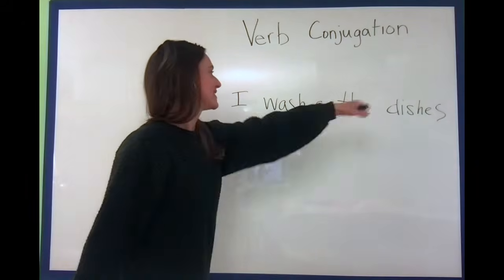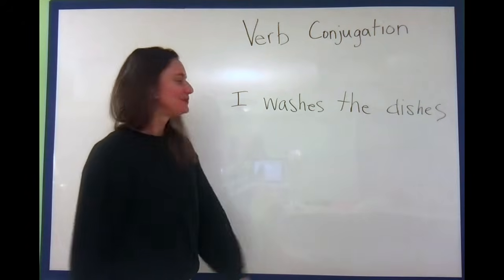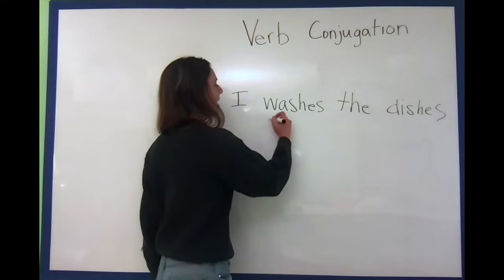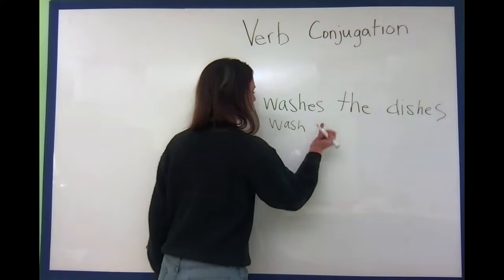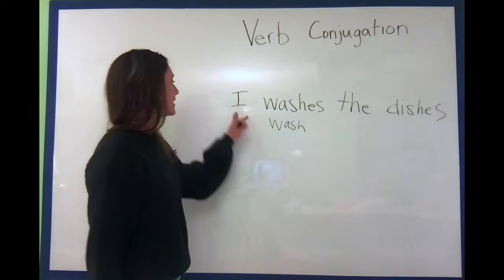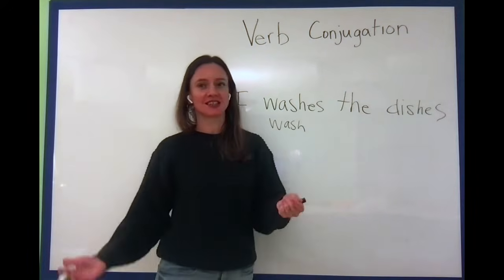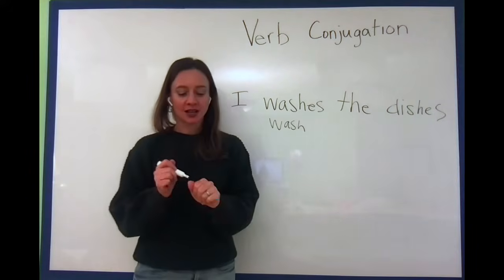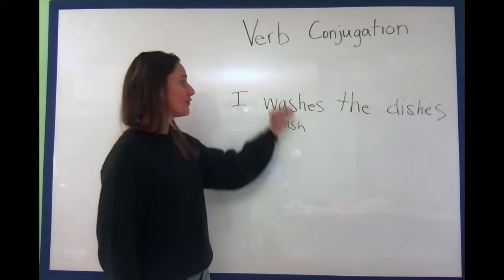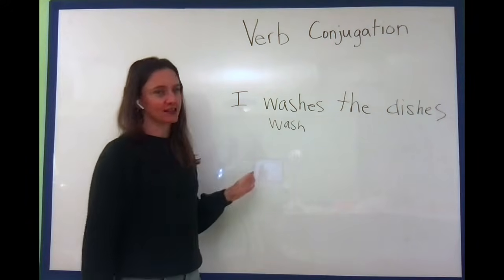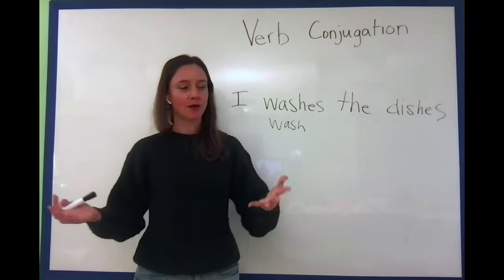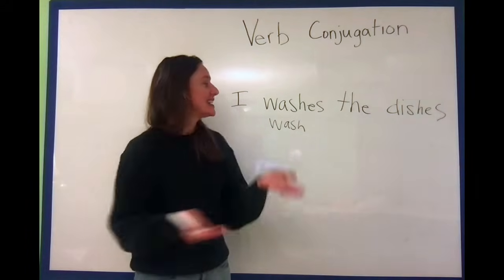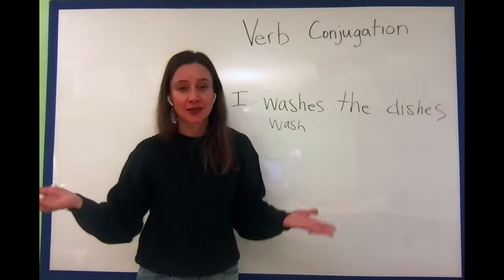I washes the dishes. Does that sound right? No. We know that in English, we're supposed to say, I wash the dishes, or we're supposed to say, she washes the dishes. That's just what sounds right. So that is verb conjugation. Verb conjugation is when you make the verb match the subject, match whoever you're talking about. Why do we have to do that? Because that's just grammar. If we don't do it, then it sounds funny when we talk.